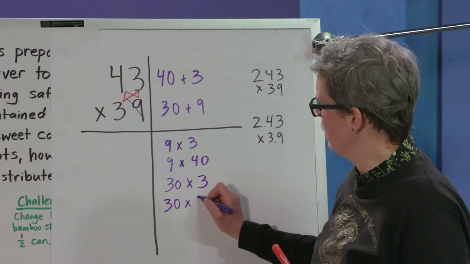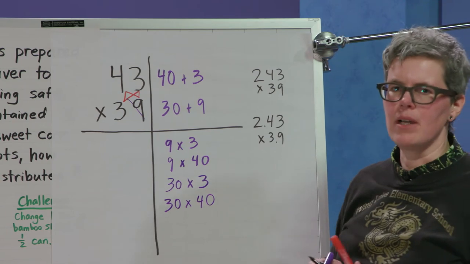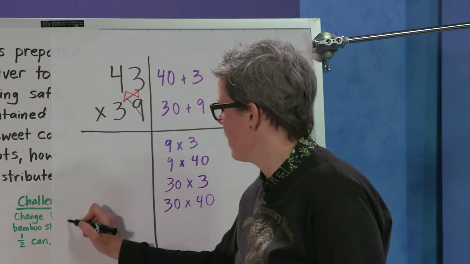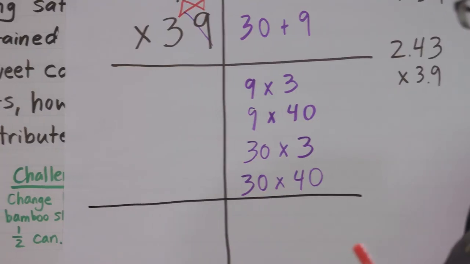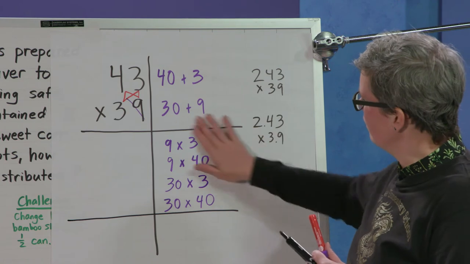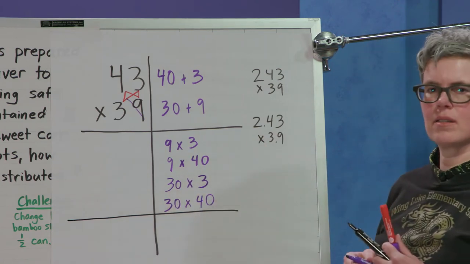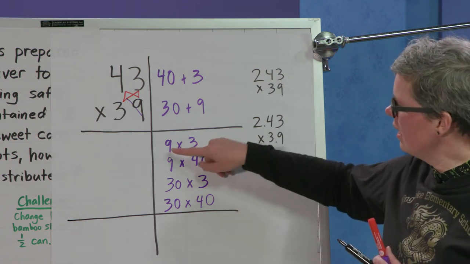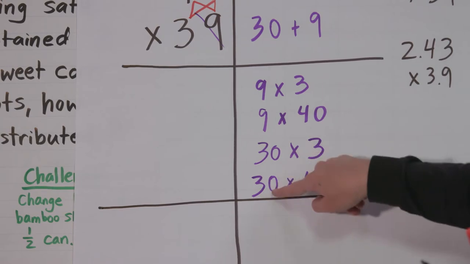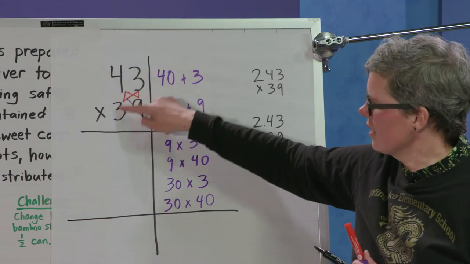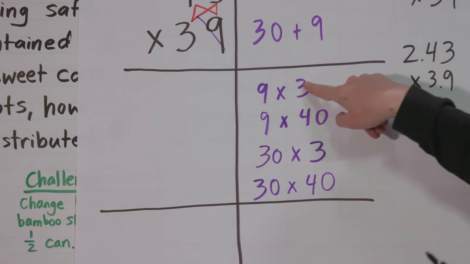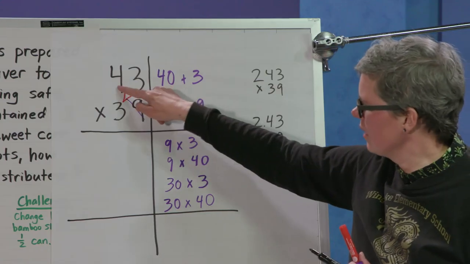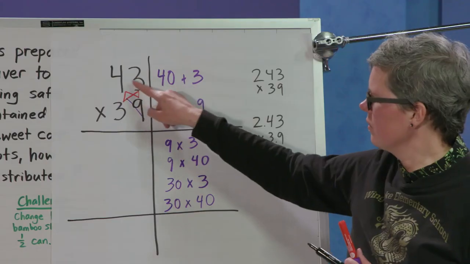You might be thinking, the order doesn't matter that much, does it? But it does. Okay, mathematicians love precision, right? So that means we like to be exact. We like to do things the same way every time. So I love looking at this. See how many patterns you notice. Mole's noticing that it goes 9, 9, 30, 30, right? And then we go back, we have a pattern here, 3, then 40, 3, then 40, 3, then 40.